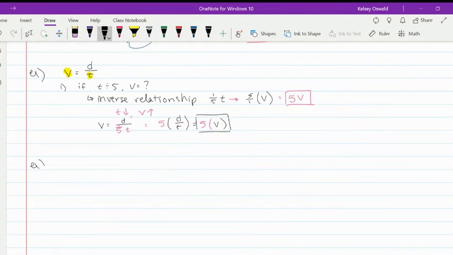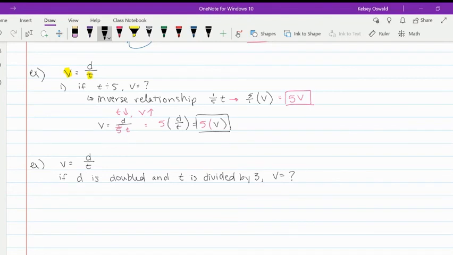Expression again. So we have v is equal to d over t. But this time we're going to make it a little bit more complicated. Let's say d is doubled and t is divided by 3. What would happen to v? So if we double our value for d, divide our value for t by 3, what is our new v value going to be?